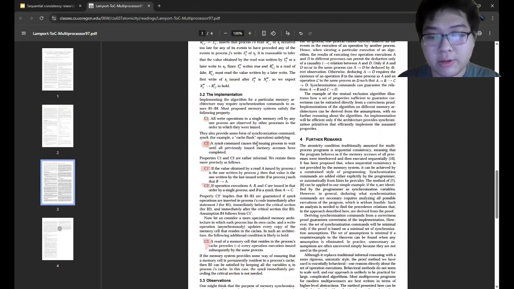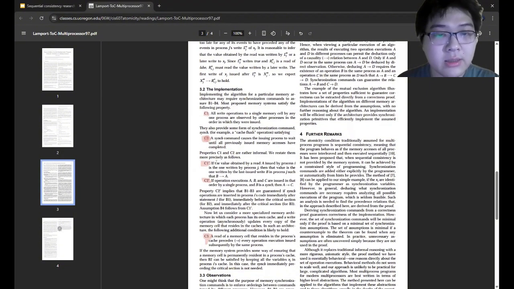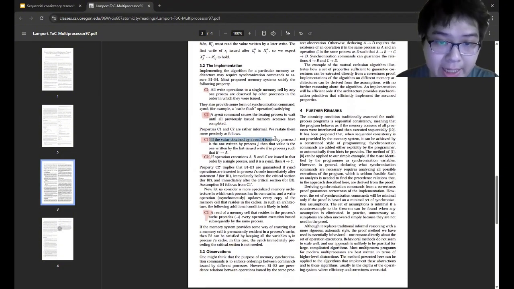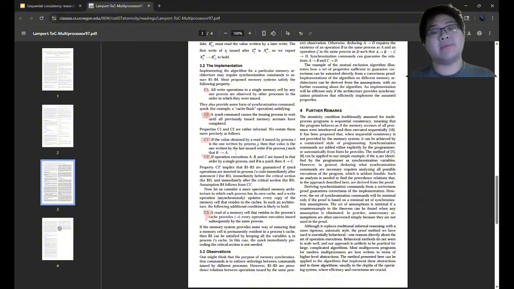And from this, the author is able to conclude these properties. First is that if the value obtained by a read A issued by a process I is the one written by process J, then the value is the one written by the last issued write B in process J, so that some event B precedes some event A. Which means that in process J we do a write operation called B, and then in process I we have an operation called read A. If they read a value from process J, that means that some write operation B in J must precede some read operation A in I.